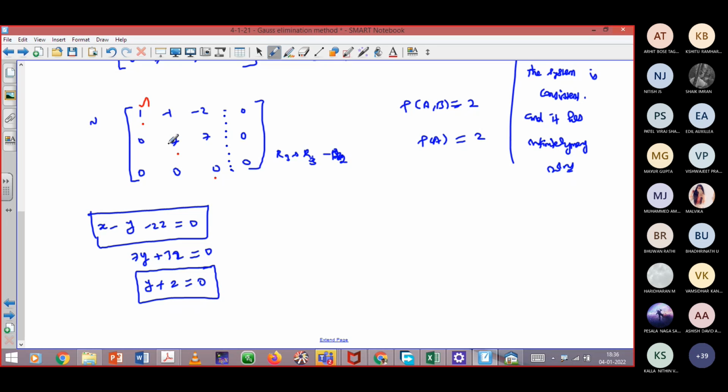Next, in this row, the leading variable is y, because the leading variable is the respective one among x, y, z. So x has already come into the set of basic variables. Y, by considering this, is also brought into the basic variable set. But z has not yet gone into the set of basic variables.